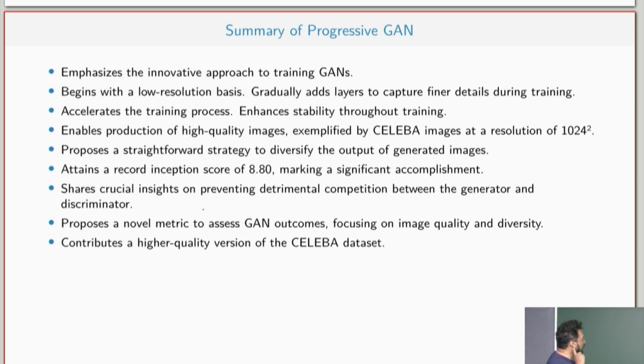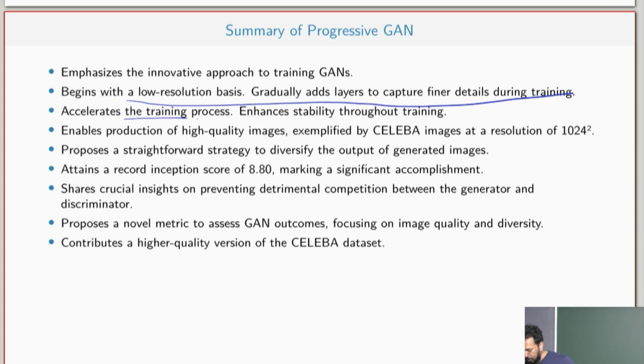So the progressive GAN idea, these things are all engineering ideas. Okay, so for the last 2-3 classes we are mostly doing these things. It emphasizes an innovative approach to training GAN. Okay, it begins with a low resolution basis and gradually adds layers to capture fine details. So this is the main idea. Okay, so can you do things like this? You may need this. That's what I'm saying. Gradually add layers to capture fine details of interest. So this is something interesting they found.